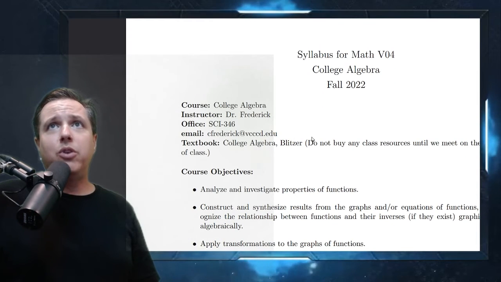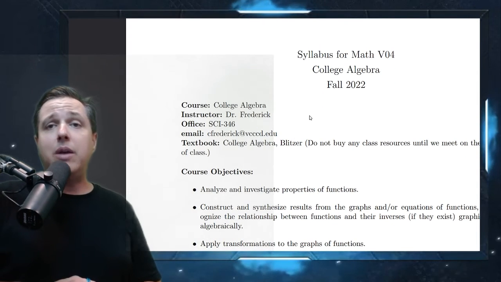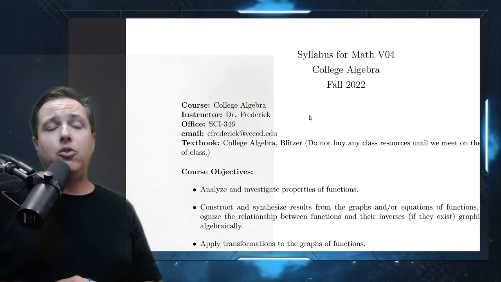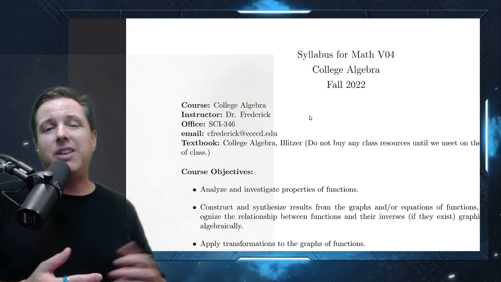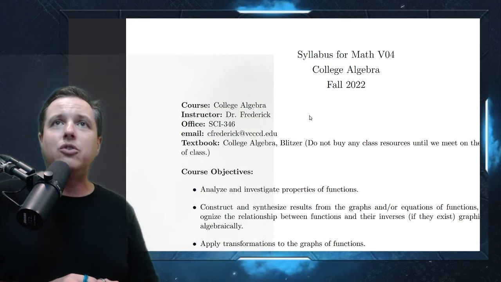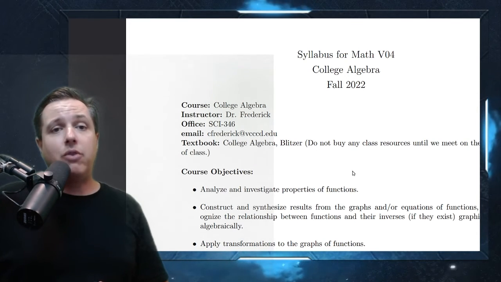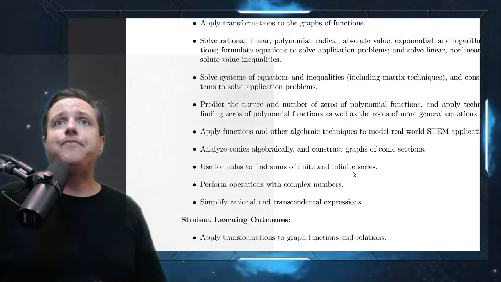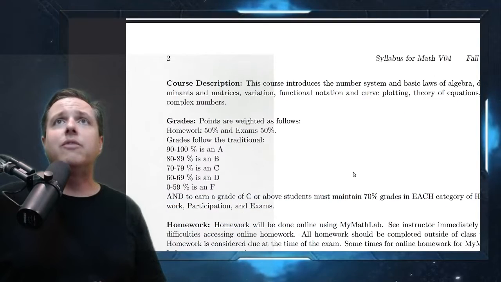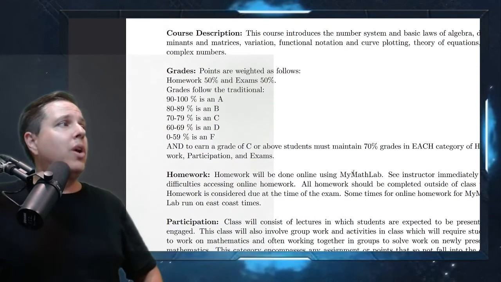The textbook we're using is Blitzer's College Algebra. It's a great book. And you don't have to pay for it. You can work through the bookstore to have the bookstore pay for it. Really, Ventura College is paying the bookstore to give it to you. But that's great. So hopefully most of you or all of you can save a bunch of money, which is fantastic for students.